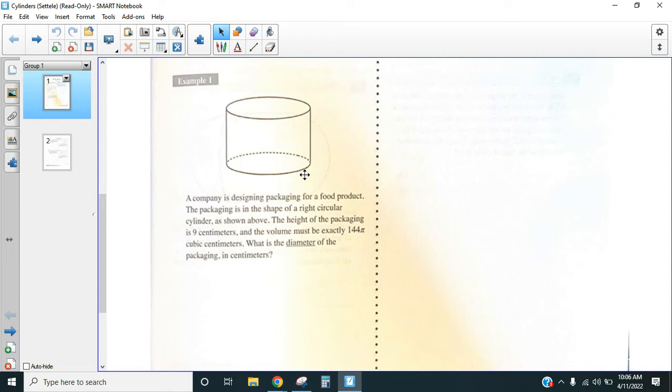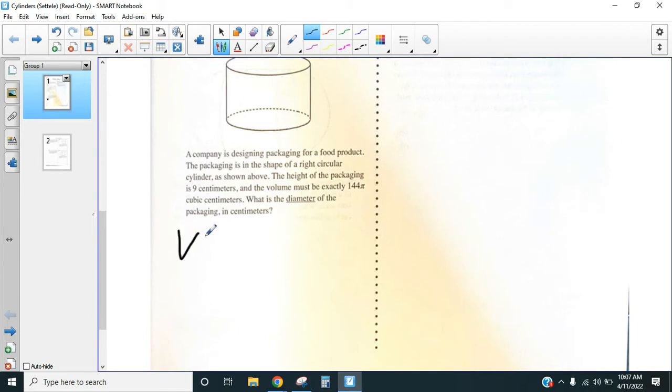Now that freaks everybody out. The 144 pi freaks everybody out. You just leave the pi alone, leave it there. What is the diameter of the packaging in centimeters? So first of all, what's the volume of this shape? Well, the formula is this right here, right?